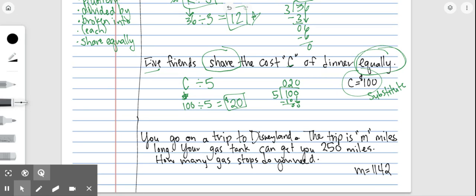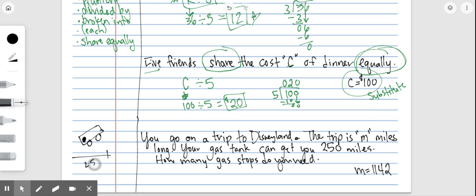So there are some prior knowledge things that you need to know. In your car, you have a gas tank. And the gas tank will get you a certain number of miles. Each time that you stop, you refill the gas tank and it'll get you another 250 miles. So the first time, it'll get you 250 miles. Second time, it'll get you another 250 miles, which makes 500 miles total. Okay, so on and so forth. So we want to know how many stops we need.